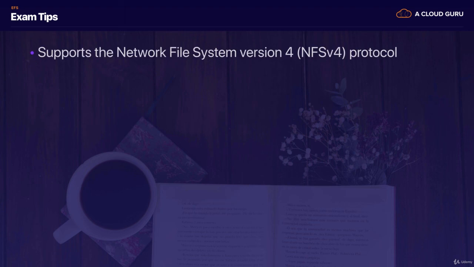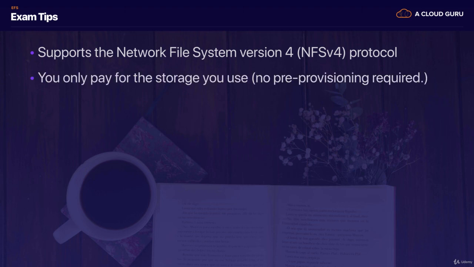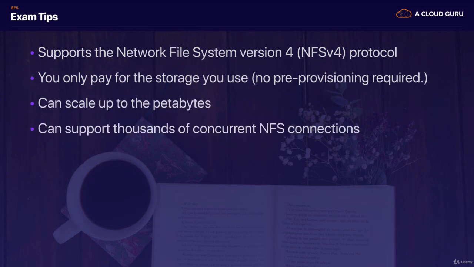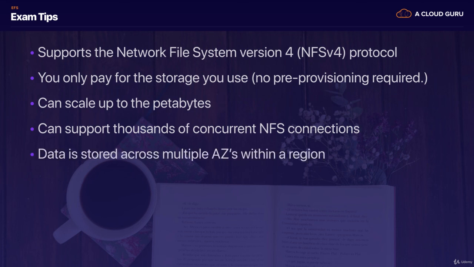So what are my exam tips? Well, EFS supports the Network File System version 4, or NFSv4, protocol. With EFS, you only pay for the storage that you use. There's no pre-provisioning required. It's not like EBS where we have to say, hey, I want an 8 gig EBS volume. We basically just pay as we go. It can scale up to the petabytes, and it can support thousands of concurrent NFS connections. And then data is stored across multiple availability zones within a region. And in terms of the consistency model, it's always read after write consistency.